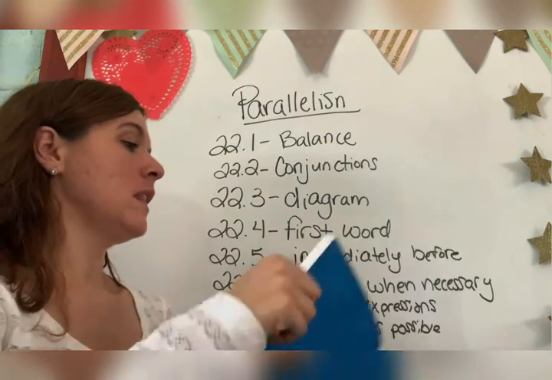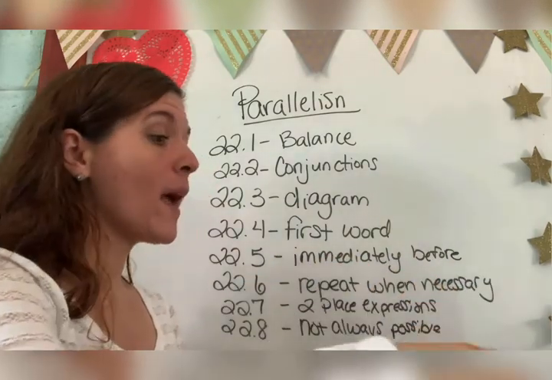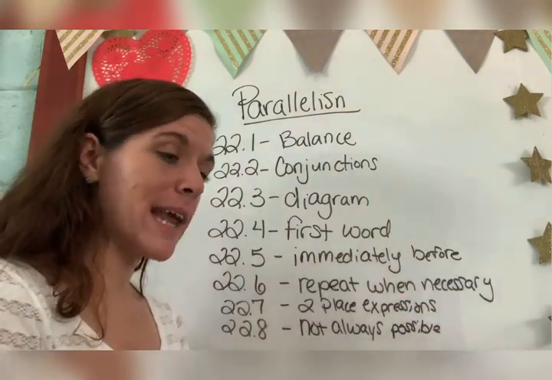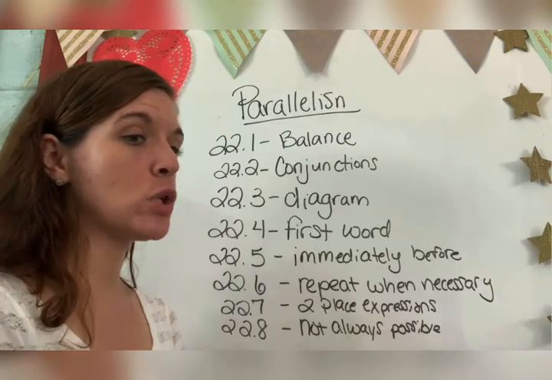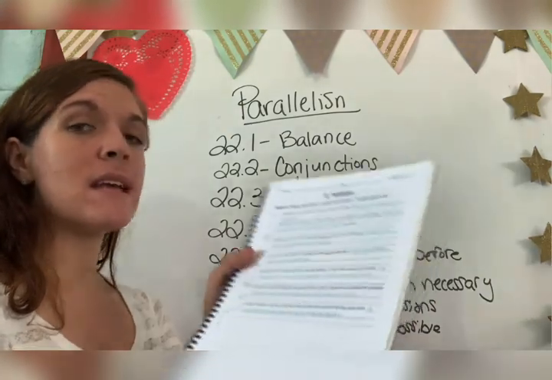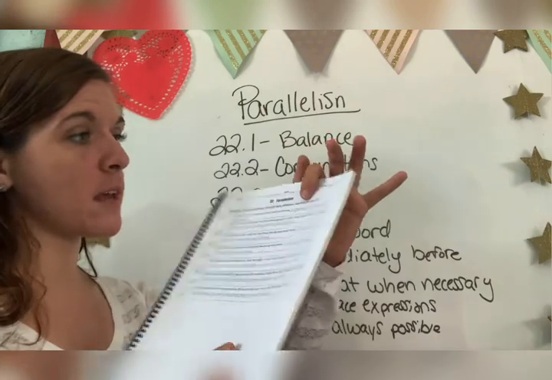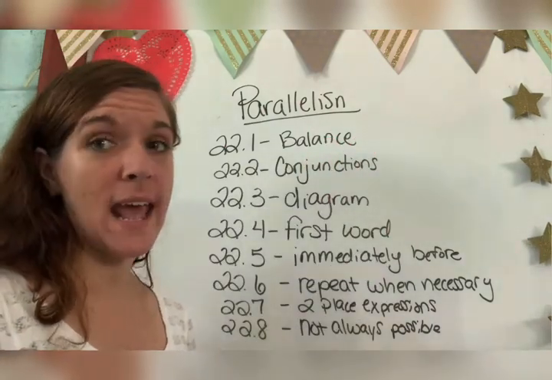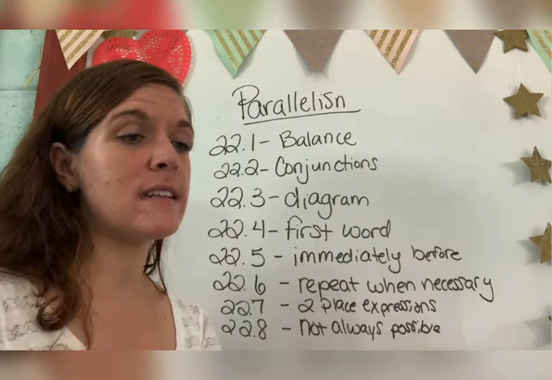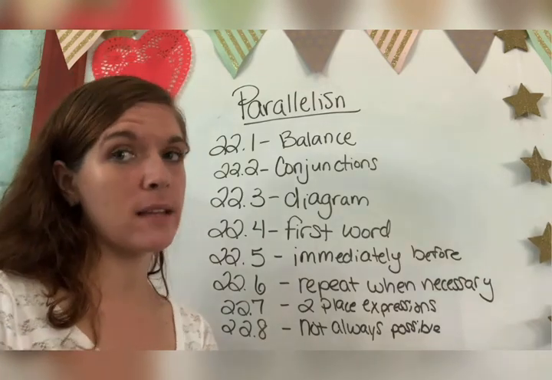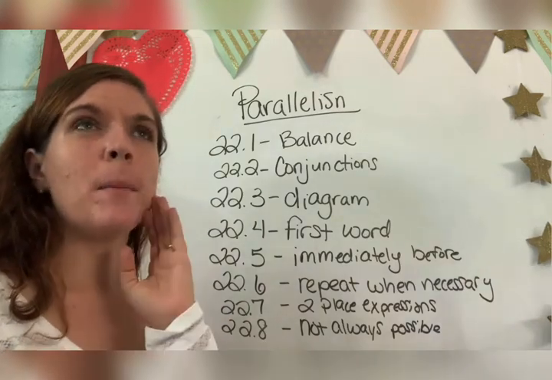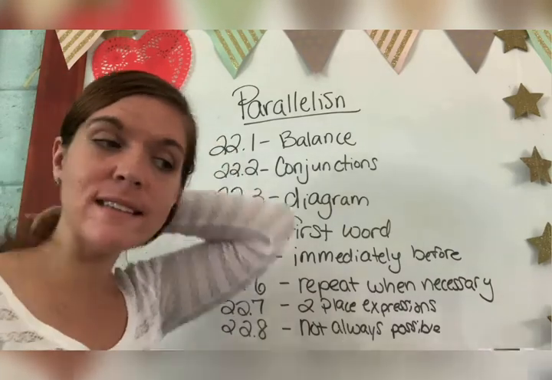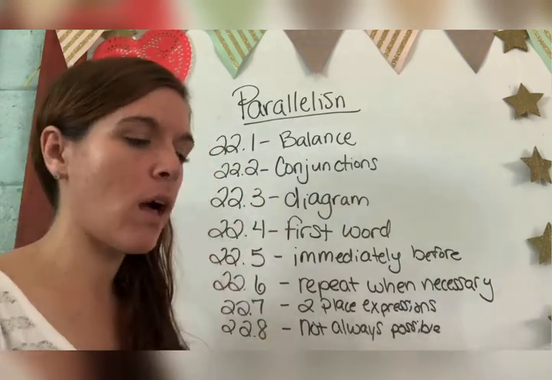Okay, there you go. Okay, so what are we talking about? Go to page 95, that's section 22. We know that's where we're supposed to be because that's what it says here, parallelism, section 22. Your exercise today is that you're supposed to rewrite each sentence correcting faulty parallelism. We've talked about this before, but a long time ago, that sentences should be parallel.